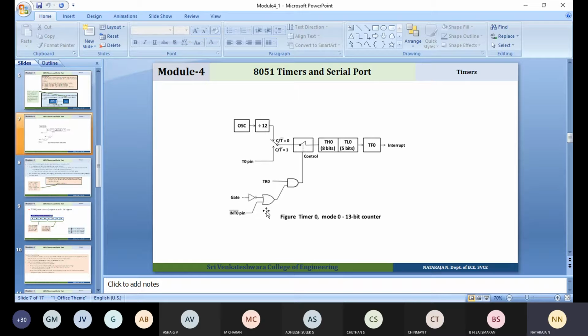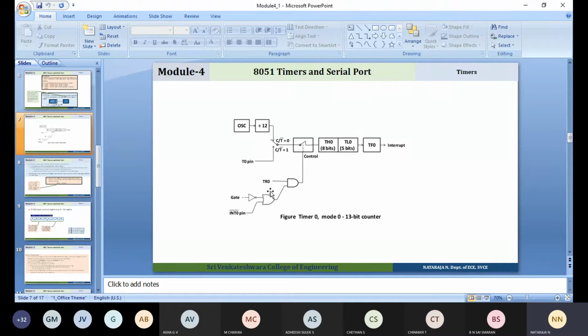When C bar T bar is equal to 0, we will have a timer with respect to mode 0. Mode 0 especially has a 13-bit counter here. This timer will be loaded with TH0 and TL0: TH0 will be 8 bits and TL0 will be 5 bits. The rest of the bits we are not going to use here. So this is a basic diagram.